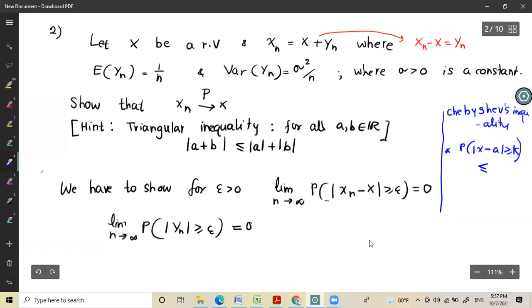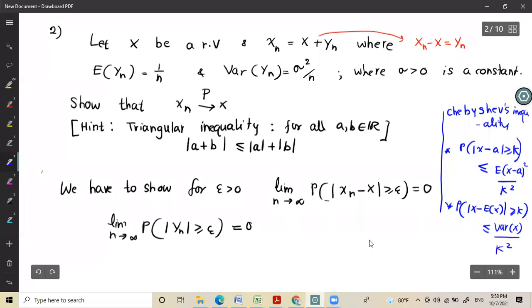This is less than or equal to the expectation of (x minus a) squared divided by k squared. This is one form. What is the other form? The other form is a special case where your a becomes the mean of x. So in that situation, you'll have the probability that |x minus E[x]| is greater than or equal to k, that will be less than or equal to the variance of x divided by k squared.